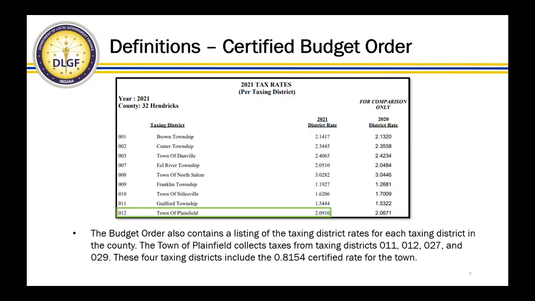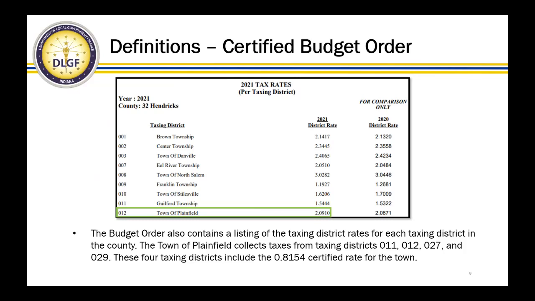Let's take a look at that from a different perspective. So the town of Plainfield, who has a current rate of 0.8154 in the upcoming cycle, exists in taxing districts 11, 12, 27, and 29 in Hendricks County. In each taxing district, their total rate contributes to the overall taxing district rate for that taxing district.